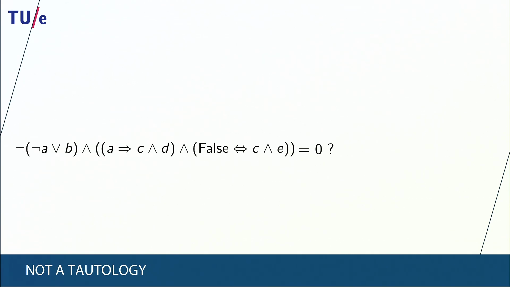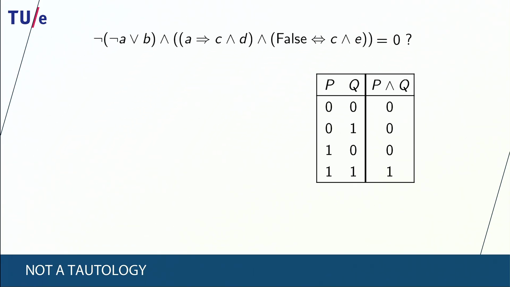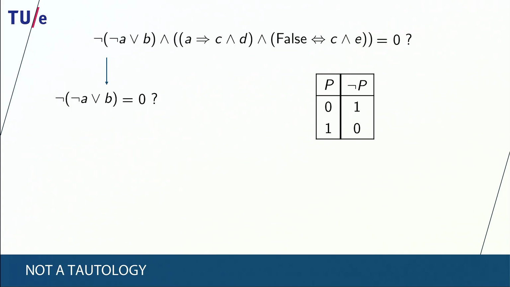Let's start with proving that the abstract proposition is not a tautology. To this end, we should come up with an assignment that makes the abstract proposition evaluate to false. The abstract proposition is a conjunction, and hence, according to the truth table, it evaluates to false when at least one of the conjuncts evaluates to false. Let's focus on the leftmost conjunct. It is a negation, and a negation evaluates to false if the operand of the negation, in this case not A or B, evaluates to true.